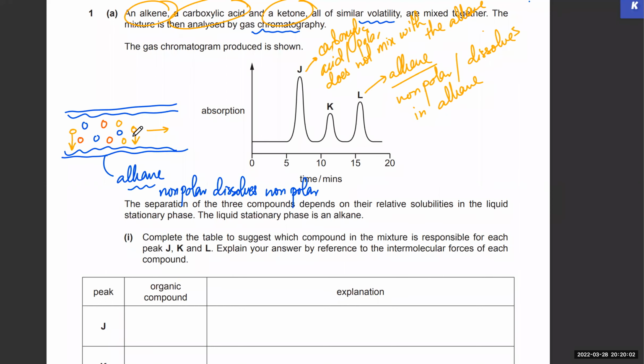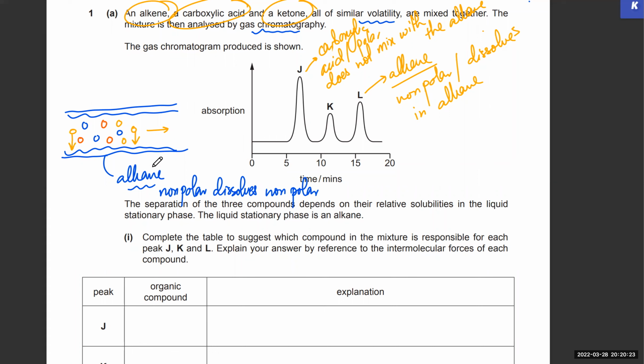The alkene, instead of moving forward, would constantly dissolve in the alkane. So that will slow it down, while the other particles would continue to move forward. Ibrahim, is this clear? Yes.